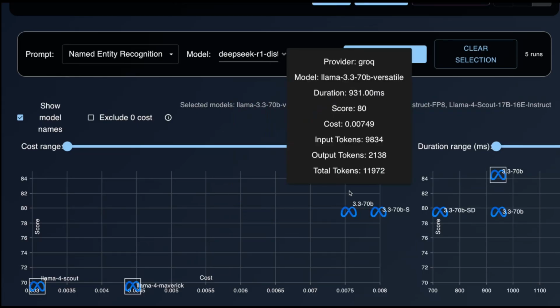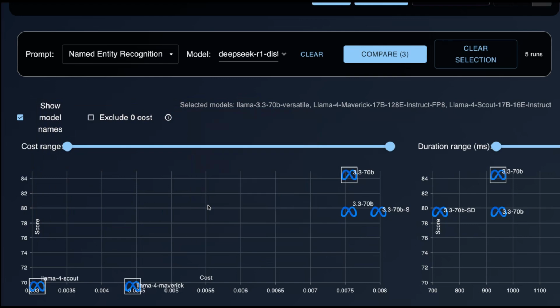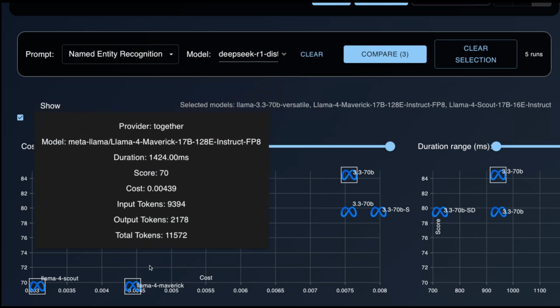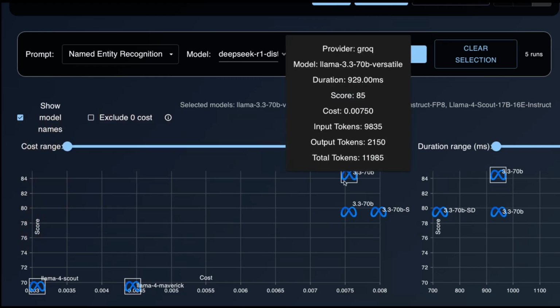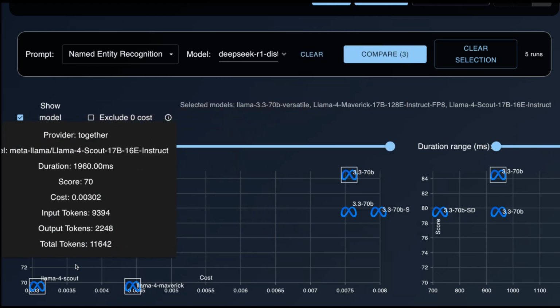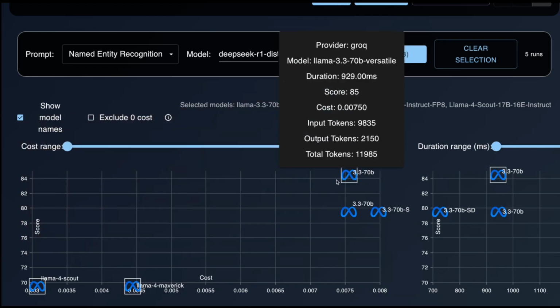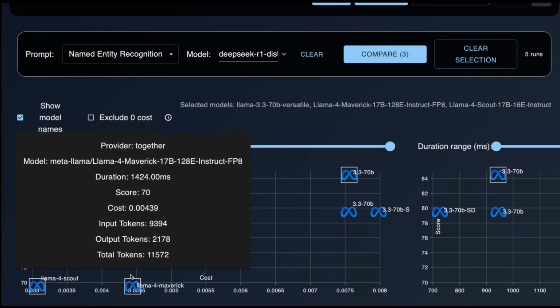Now, let me show you how some of the other models did for this test. As you can see, because of the different issues that we discussed, both Llama 4 models are scoring a little bit below Llama 3.3 70 billion here.